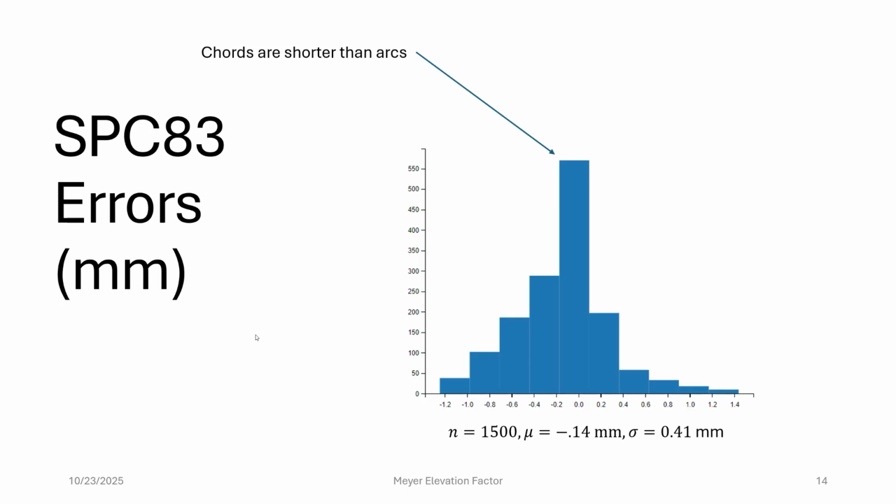Here, the most probable value, the mean of the sample set, is a negative 0.14 millimeters. This is still extremely good. We've been using the state plane 83 system for 47 years without any problems. It works extremely well, but it's not as good. These results are not as good as what we see for the new state plane 2022.